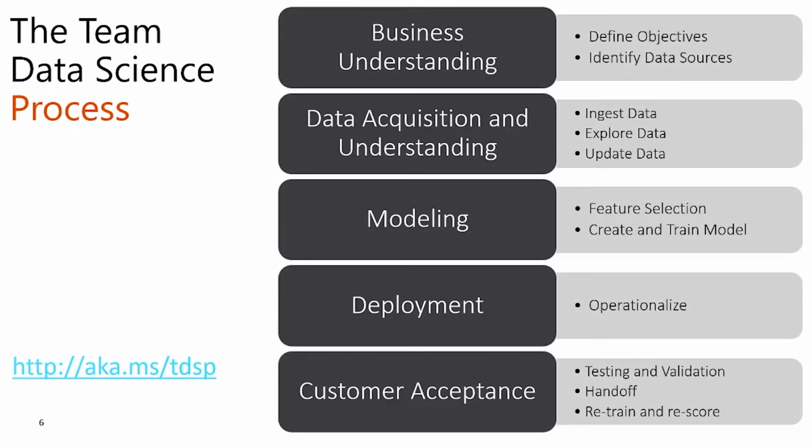So let's start with the team data science process. I'm going to show you this link in a minute, but I wanted to step through real quick the five aspects of the process. So the first is really understanding the business need, defining an objective.